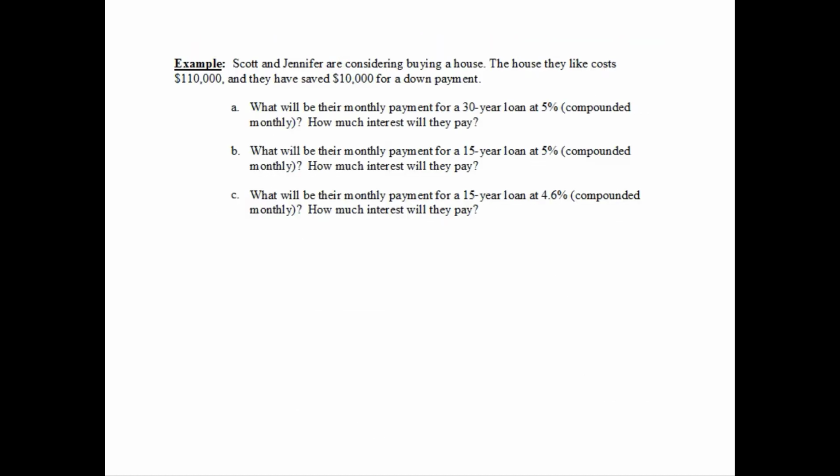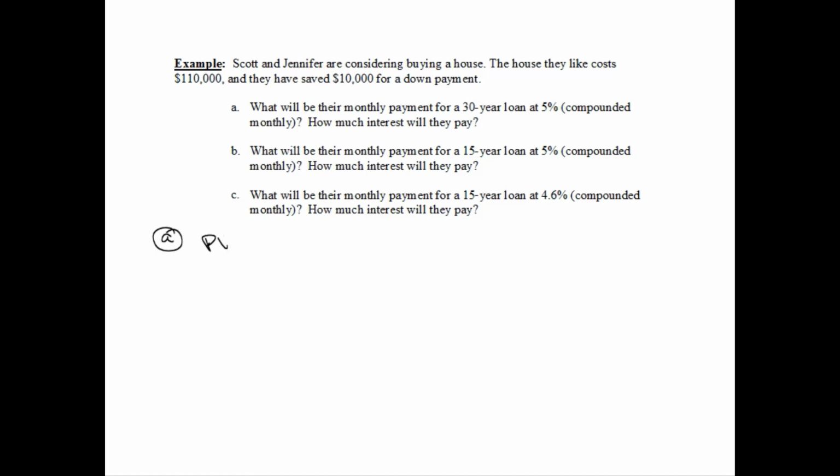Let's consider a house. Let's suppose we have found a $110,000 house and have saved $10,000 for a down payment. What will be the monthly payment for a 30-year loan at 5% compounded monthly? And again, how much interest?